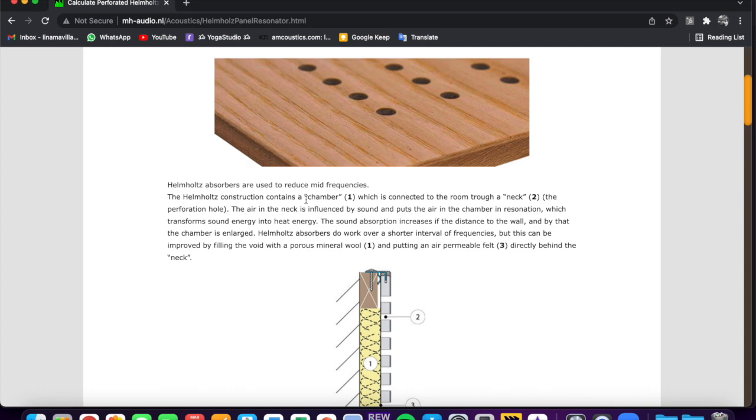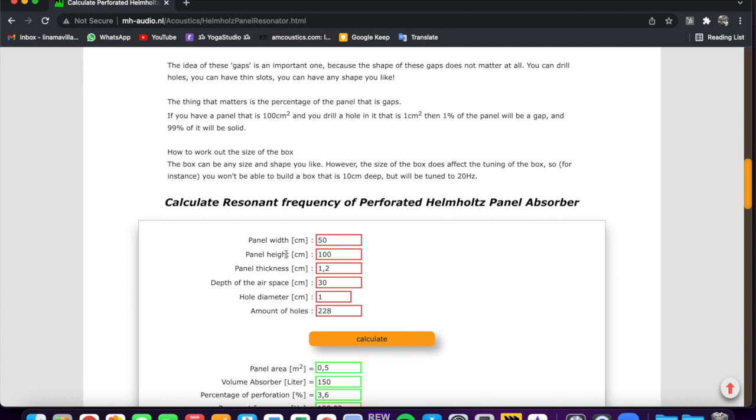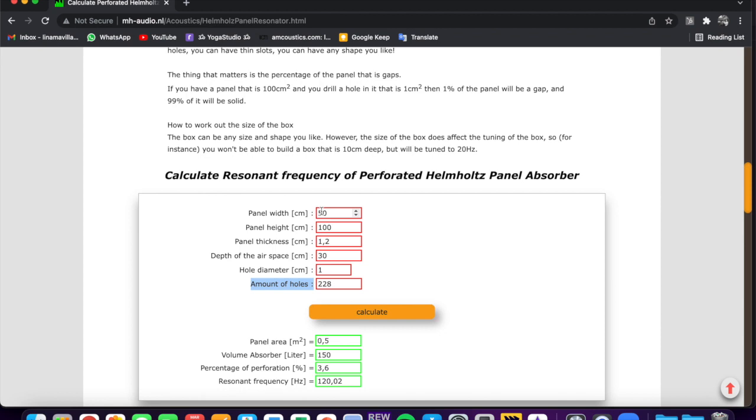When you open these calculators, please consider fixing some values according to your room and varying some other values. In our case, we fixed the panel width, the panel height, the panel thickness, and the depth of the airspace. And we varied the hole diameter and the amount of holes to achieve the 100 Hz resonance. So, for our panel width, we used 1 meter. In the height, we used 40 centimeters.